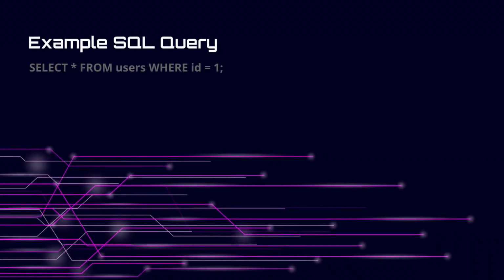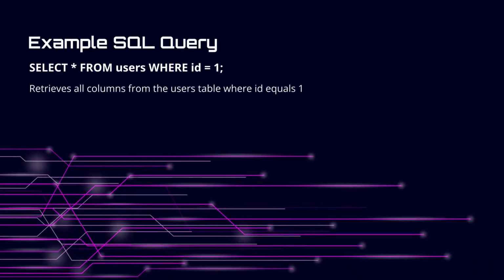Now let's walk through a simple example. SELECT * FROM users WHERE id = 1. This query is asking the database, show me everything about the user with an ID of 1. Pretty straightforward, isn't it?